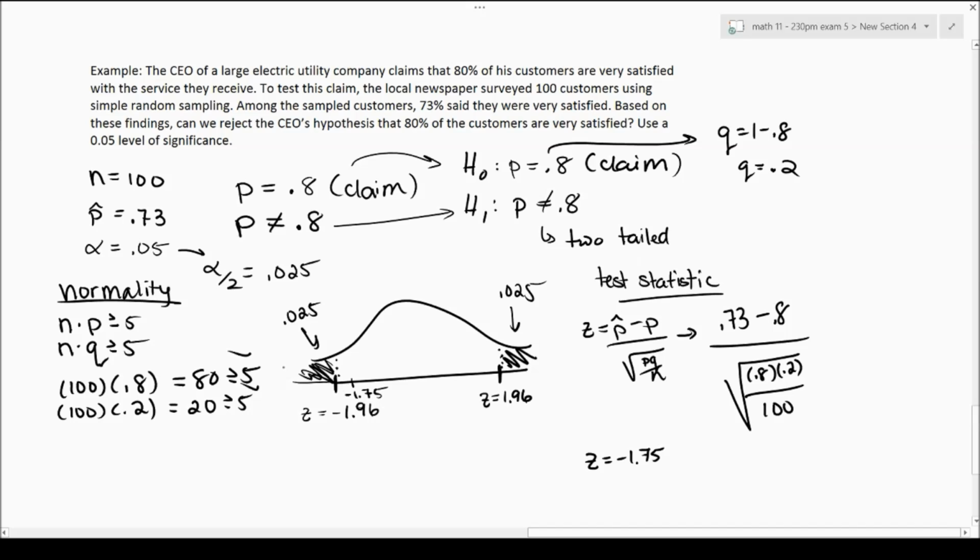It does not fall in the critical region. It would need to be smaller than negative 1.96 to be in the critical region. It's not in the critical region, so the first start of our conclusion is do not reject the null. We then look at our conclusions. Our claim was in the null hypothesis, and we said do not reject the null. So our conclusion is there is not enough evidence to reject the claim that 80% of the customers are very satisfied.